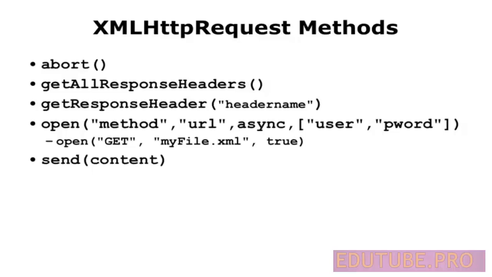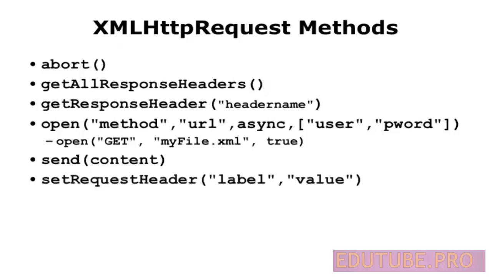Another method is send, with some content. This actually sends the request to the server. And finally, setRequestHeader, which passes a label and a value to the server, which sets a specific header on the request that we're sending to the server. Next, we're going to get to see XMLHttpRequest in action and actually look at some code.